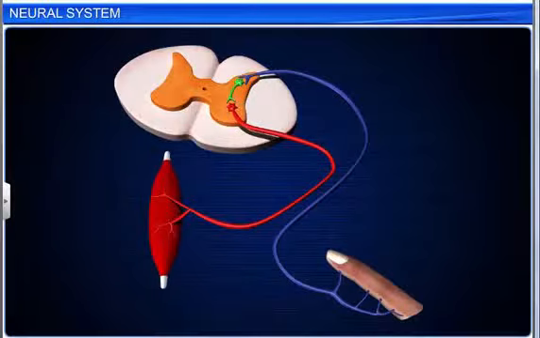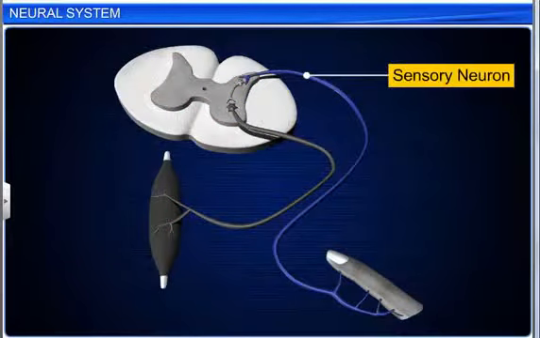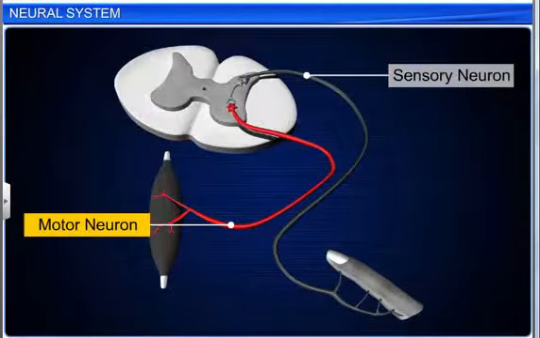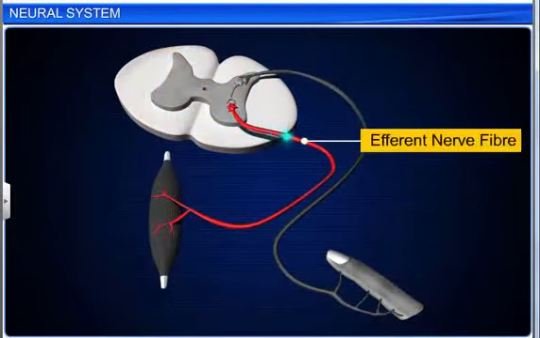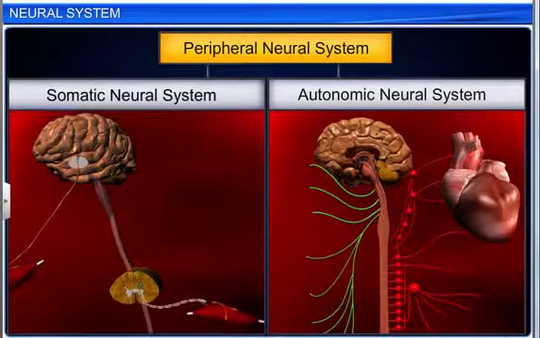The nerve fibers of peripheral nerves are of two types: afferent or sensory nerve fibers and efferent or motor nerve fibers. Afferent fibers conduct nerve impulses from the sense organs to the central nervous system. Efferent fibers conduct nerve impulses from the central nervous system to the involuntary organs, muscles and glands. The peripheral neural system can be further divided into the somatic neural system and the autonomic neural system.